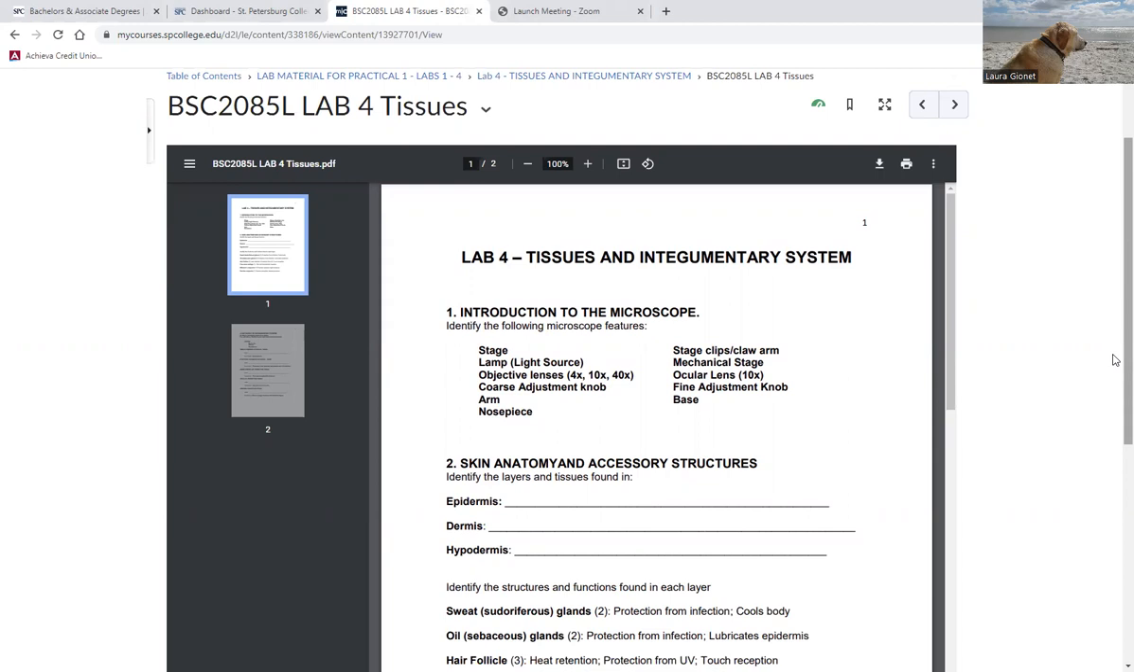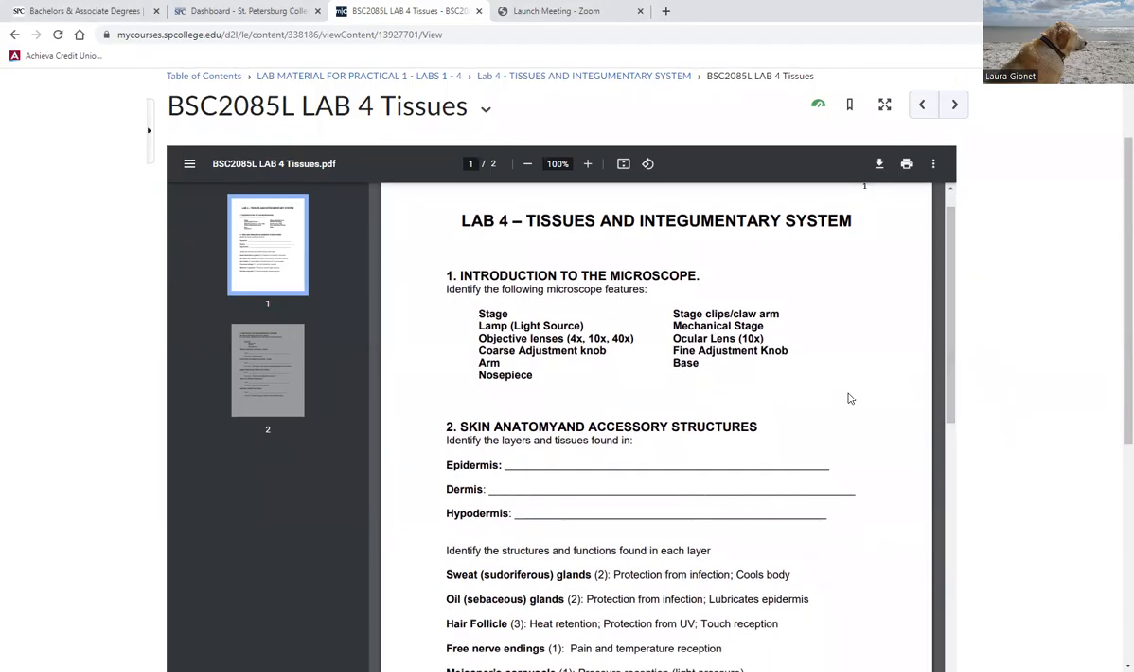Your first exam, you will have 1 week to complete, from Monday morning till Sunday night, because everything's due on Sunday nights. Okay, so we are going to start with introduction to the microscope.